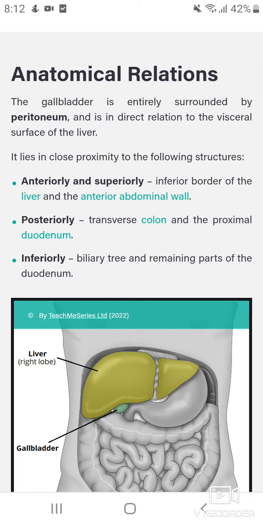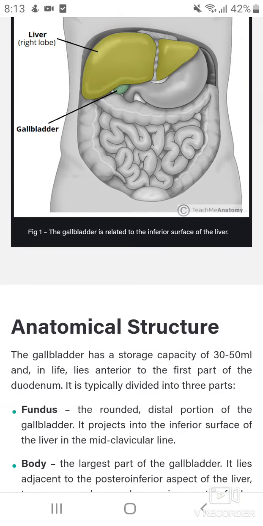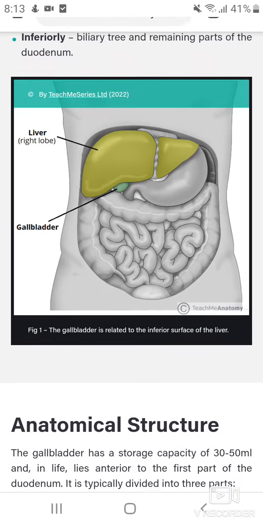The gallbladder is entirely surrounded by peritoneum and is in direct relation to the visceral surface of the liver. It lies in close proximity to the following structures: anteriorly and superiorly, the inferior border of the liver and anterior abdominal wall; posteriorly, the transverse colon and the proximal duodenum; inferiorly, the biliary tree and remaining parts of the duodenum. Next, you can see in this picture the gallbladder location and structure.